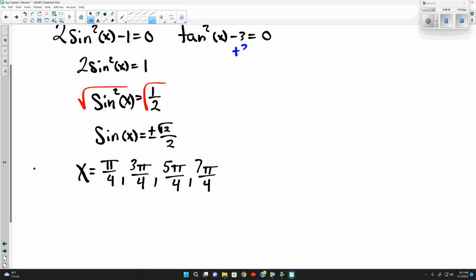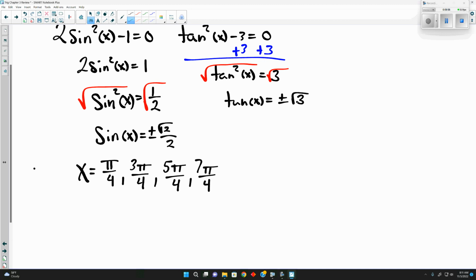Now for the next one here, we're going to add 3 to both sides, telling us that tangent squared of x is equal to 3. Square root both sides. The tangent of x is equal to plus or minus the square root of 3. For tangent to be the square root of 3, we're looking at just the positive case, pi over 3 is the first place it appears.